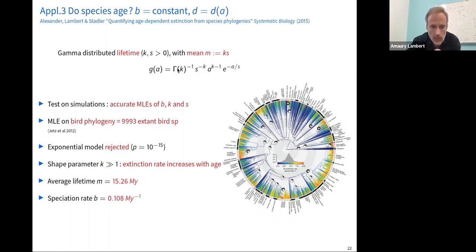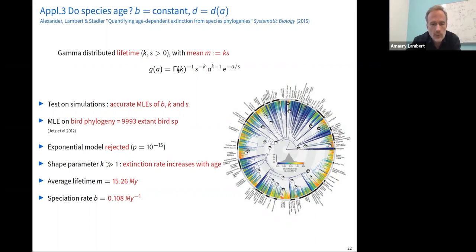This is what MLE stands for, maximum likelihood estimates. We checked whether we could accurately estimate B, K, and S, and this worked. So we applied the method to the bird phylogeny that I showed you previously, with close to 10,000 species. And the result is that the exponential model, which corresponds to k equals 1, meaning the lifetime is exponential, and so that D does not depend on age.